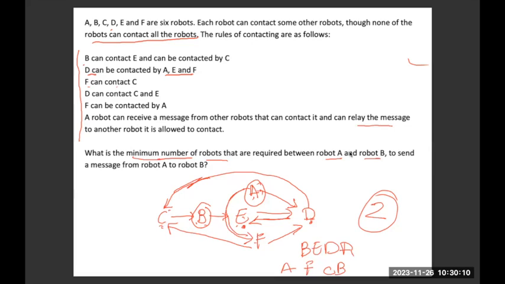Now within this loop which is provided, the manner of communication between A and B could be A gives message to D, D gives message to E and E gives message to B. Which means there are two robots between A and B, which is D and E here. Further, another communication method is A gives message to F, F gives message to C, and then C gives message to B. So there also, A, F, C, B, there are two robots in between, which is the minimum number that we are getting. Is it clear, Kavya?